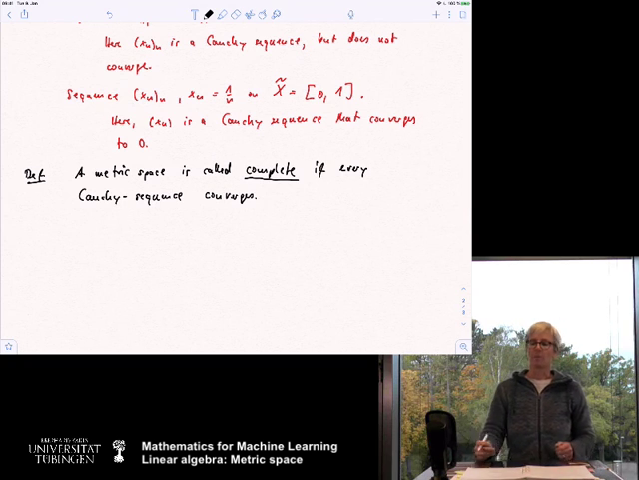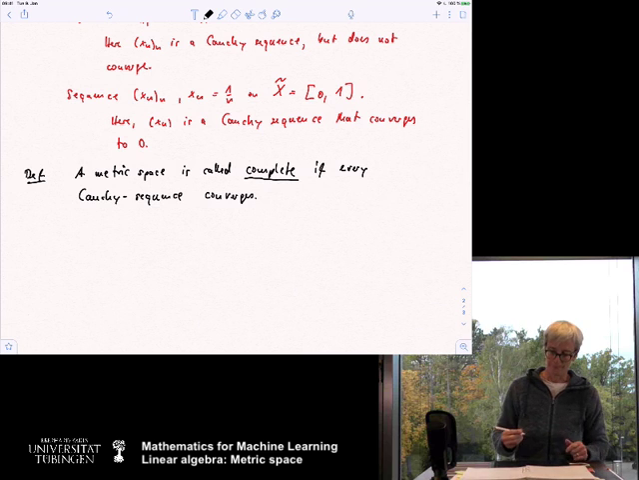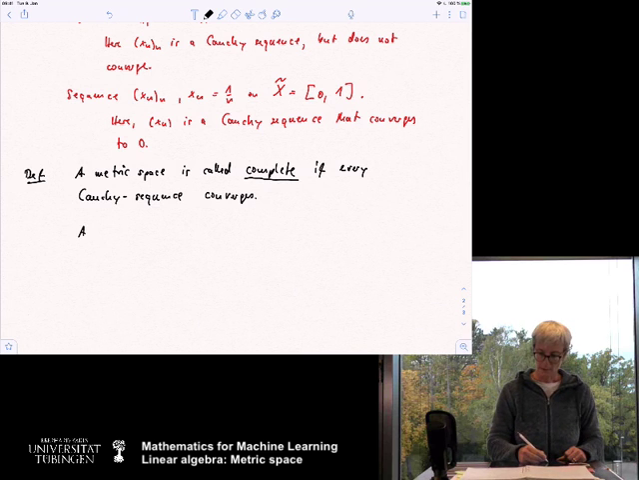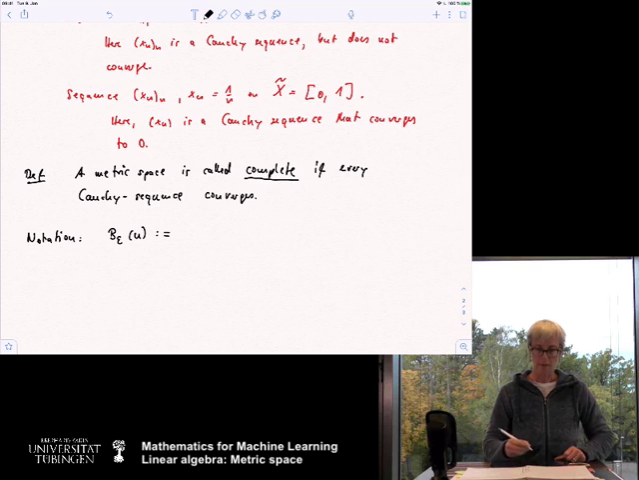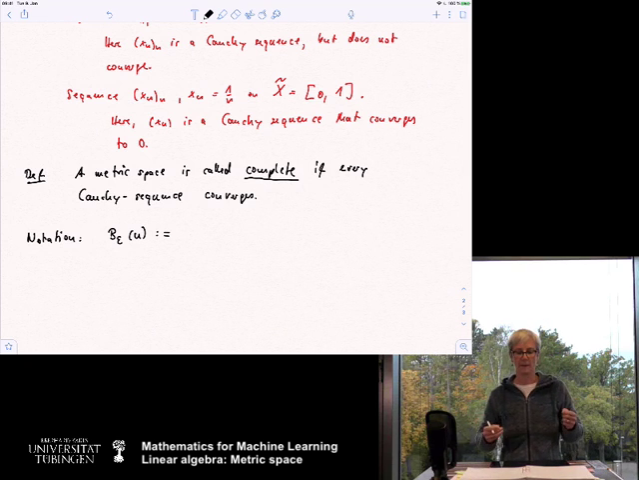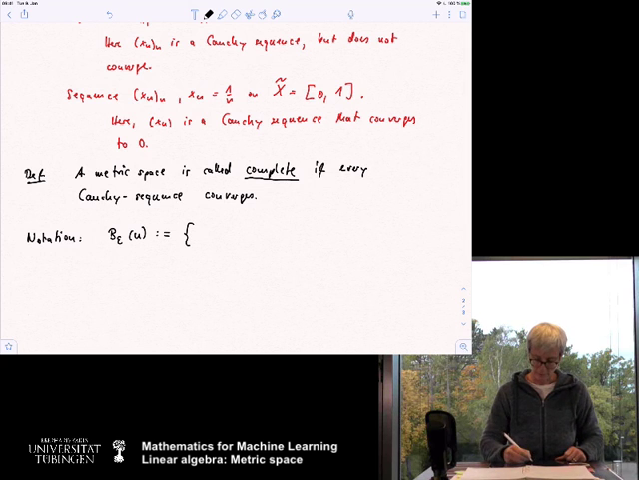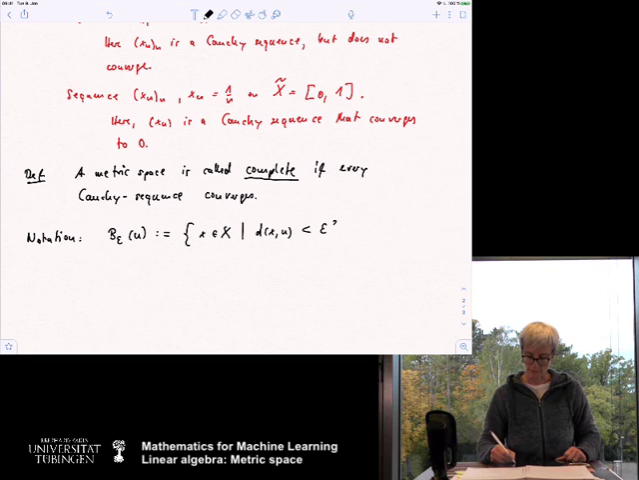Now I want to talk to you about what are open and closed sets. So maybe I introduce one notation. By B epsilon of u, this is supposed to be the ball with center u of radius epsilon. So this is the set of all points x in the metric space such that the distance between x and u is smaller than epsilon.